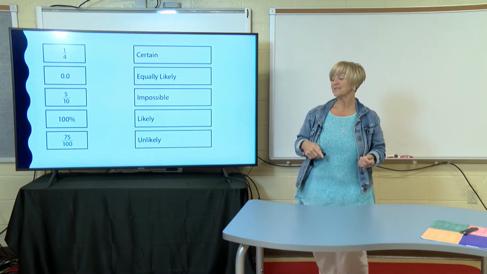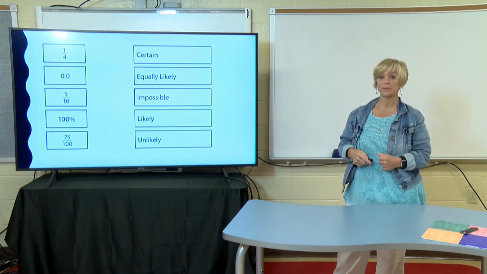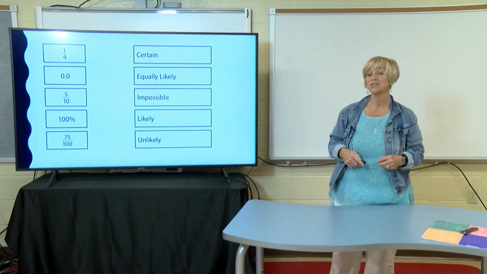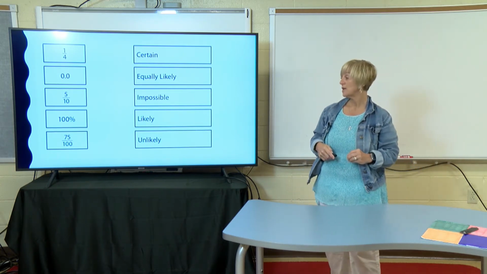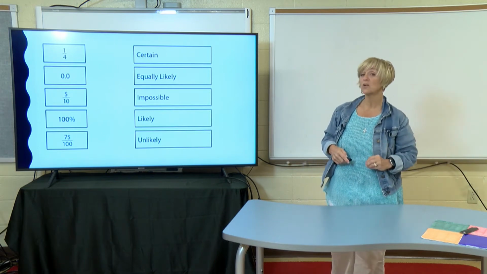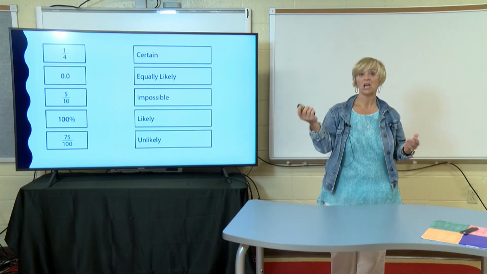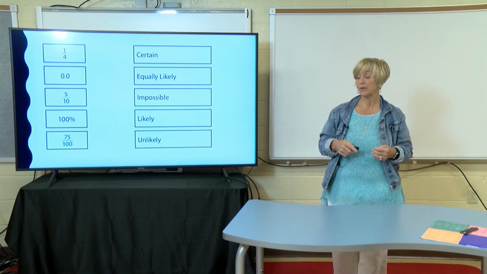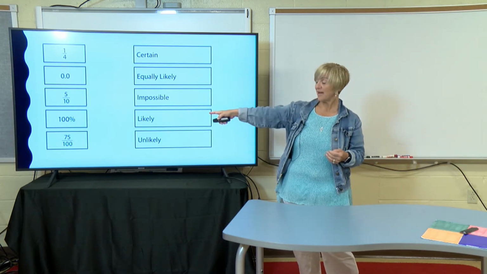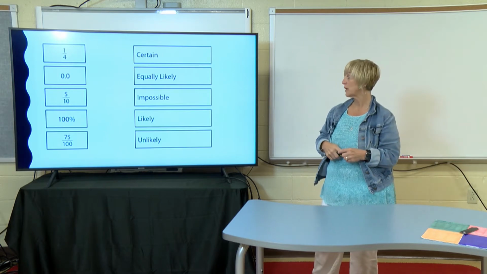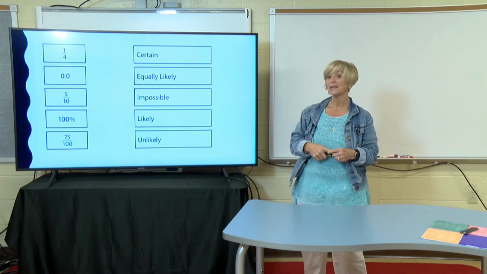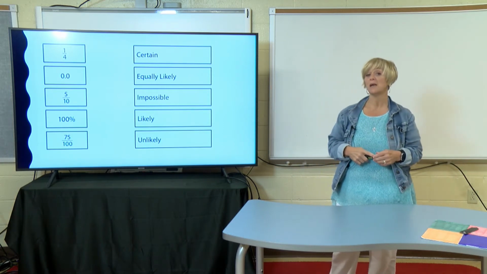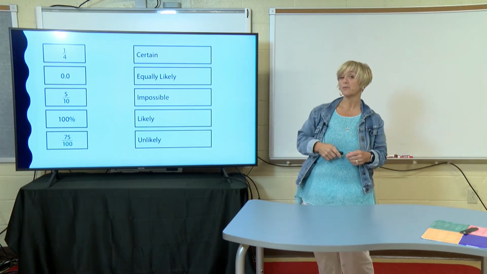And our last one is 75/100. 75/100 reduces to 3/4. So we have a 3 in 4 chance of pulling a star out of our bag or spinning an A on the spinner. So 75/100 matches with likely. Exactly. Because 3 out of 4 is a lot better chance than 1 out of 4.